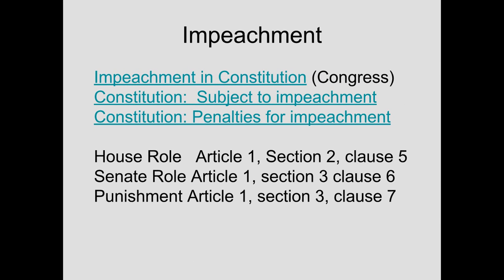Let's also jump into impeachment, because we've talked about impeachment before, and impeachment is mentioned a few different times within the Constitution. We know that federal judges can be impeached. We know that the president can be impeached. But we haven't really talked about how impeachment works. So let me give you a brief explanation.